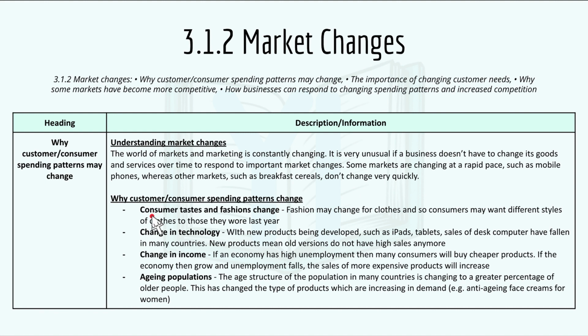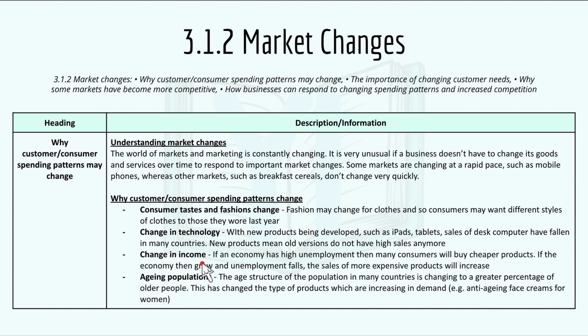Number 1, consumer tastes and fashions change, as fashion may change for clothes, and so consumers may want to buy different styles of clothes to those they wore last year. Number 2, the change in technology, with new products being developed such as iPads and tablets, sales of desk computers have fallen in many countries. New products mean old versions do not have high sales anymore because people want to have high technology items.